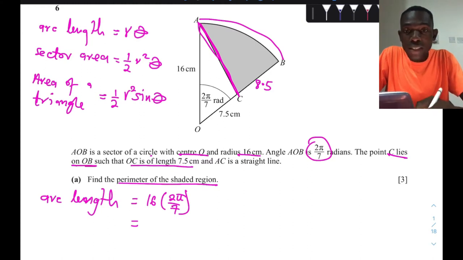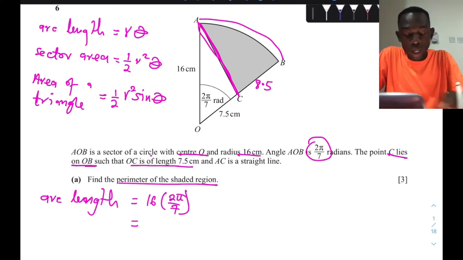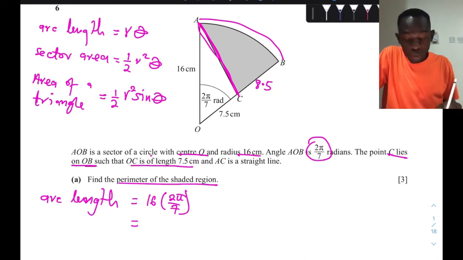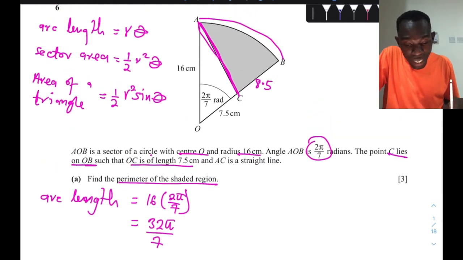All right, so that is 16 into bracket 2 pi over 7, right? Yeah, sure. So we can just write 32. I don't want to write the decimal, so let's write 32 pi over 7. That's cool. Then the next thing that we need is what?